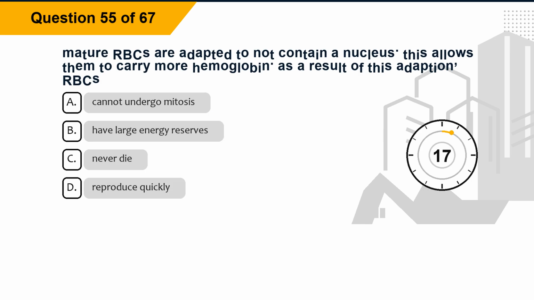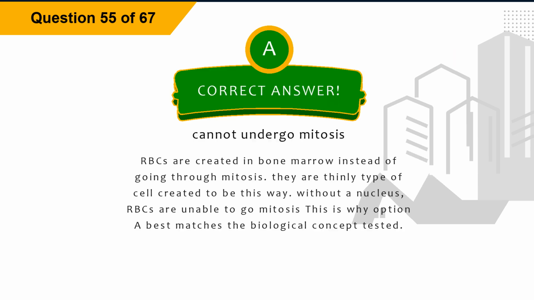Question 55. Mature RBCs are adapted to not contain a nucleus. This allows them to carry more hemoglobin. As a result of this adaptation, RBCs. Option A, cannot undergo mitosis. Option B, have large energy reserves. Option C, never die. Option D, reproduce quickly. The correct answer is option A, cannot undergo mitosis. Explanation. RBCs are created in bone marrow instead of going through mitosis. They are a type of cell created to be this way. Without a nucleus, RBCs are unable to undergo mitosis. This is why option A best matches the biological concept tested.